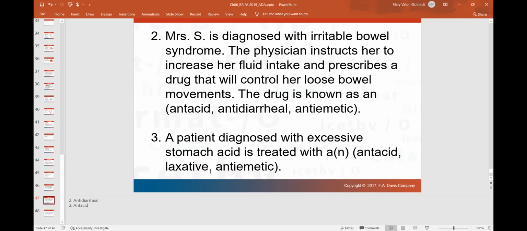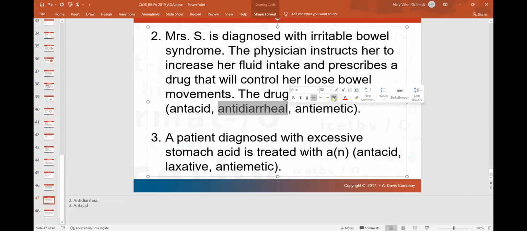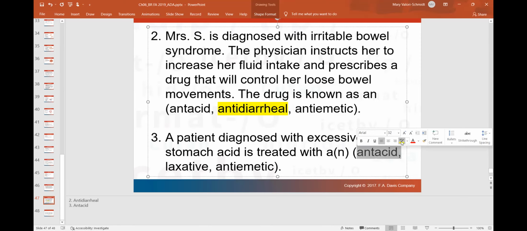Mrs. S is diagnosed with irritable bowel syndrome. The physician instructs her to increase her fluid intake and prescribes a drug that will control her loose bowel movements. This drug is known as antidiarrheal. If you guessed that, you were correct. And a patient diagnosed with excessive stomach acid is treated with, if you guessed antacid, you were correct.